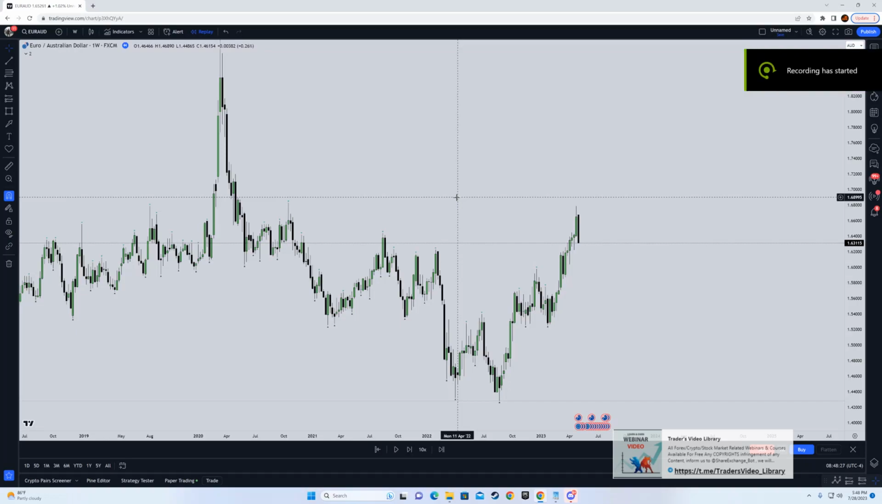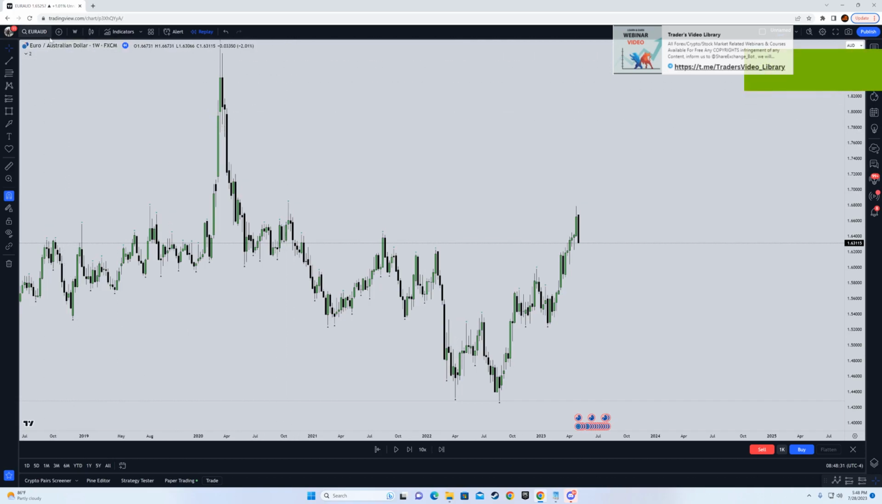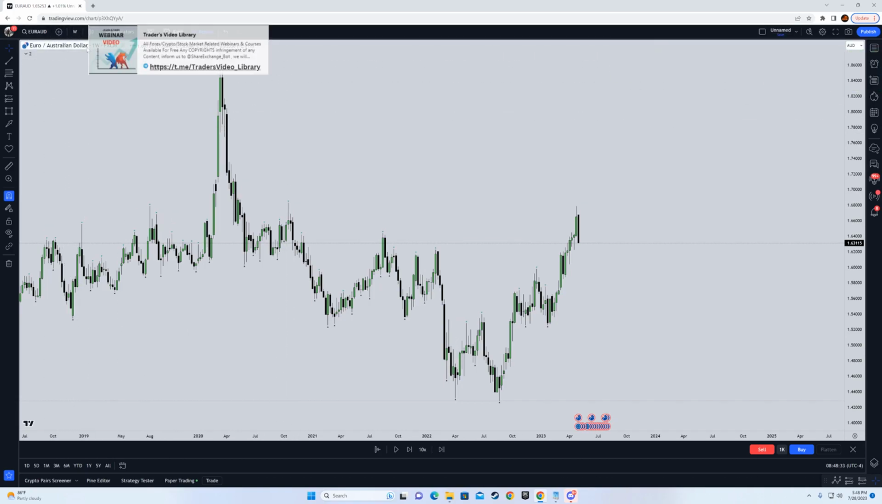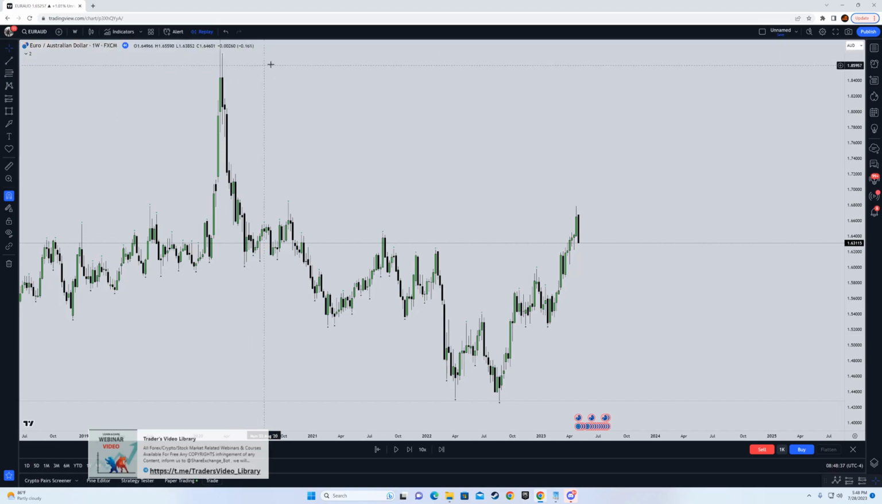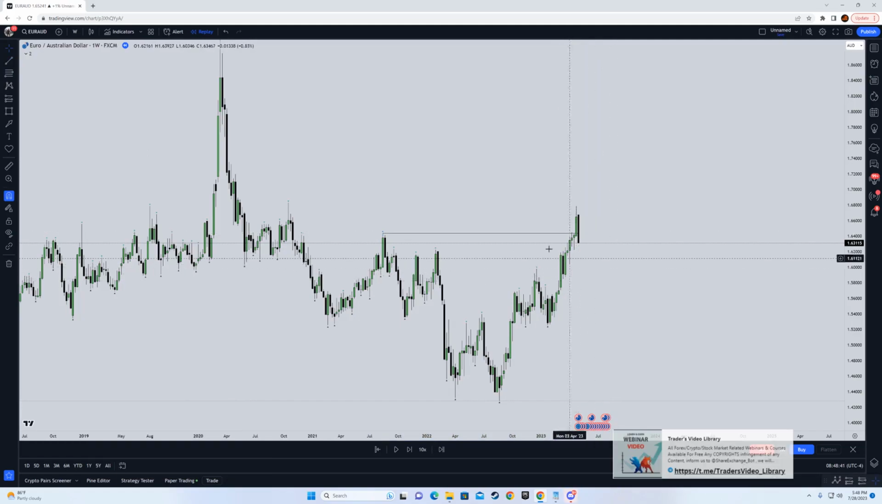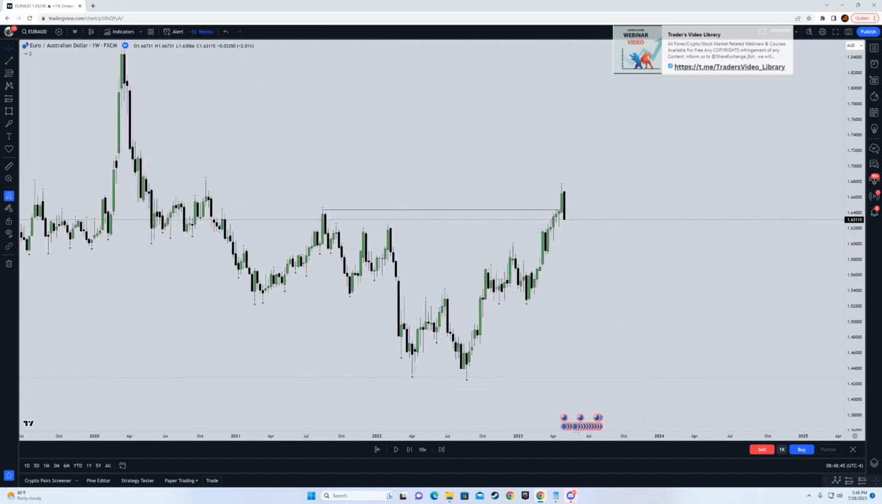Alright guys, so here is example number 2 for the Holy Grail strategy. I'm looking at AUD on the weekly time frame. For this example, we're going to go from weekly to 4 hour to 15 minutes, okay? Right away, you can see that we have taken out the weekly external liquidity, which was this high over here. Now where is the fair value gap?